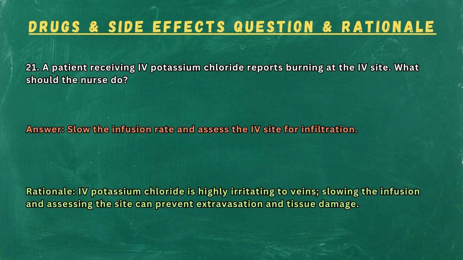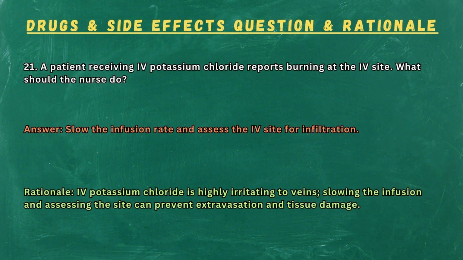Rationale: IV potassium chloride is highly irritating to veins. Slowing the infusion and assessing the site can prevent extravasation and tissue damage.